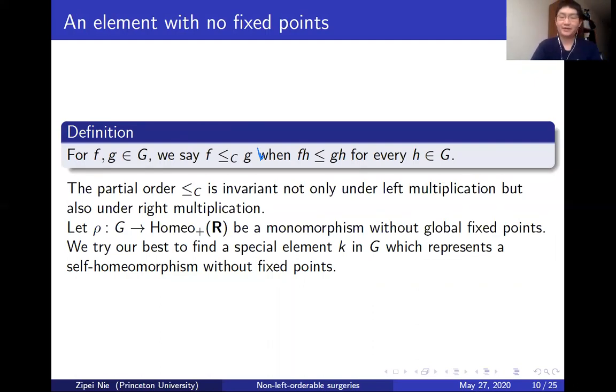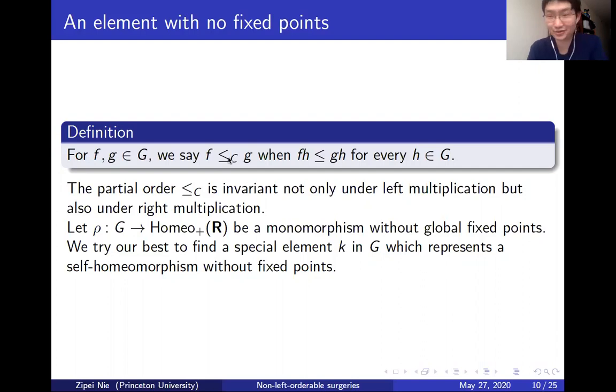One of our ways of proving non-left-orderability is that we define a new partial order C based on the left order, where we say f less than g on the order C if and only if for every h in G, fh is less than gh under the left order. The partial order C, as we define here, is invariant under left multiplication and right multiplication.